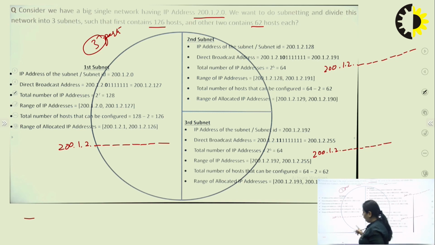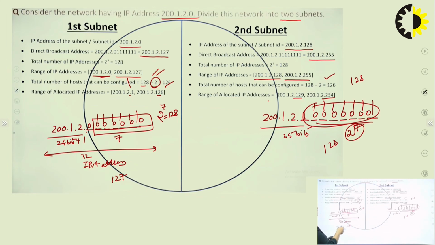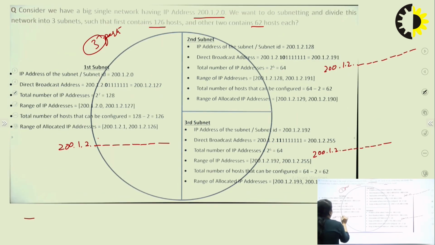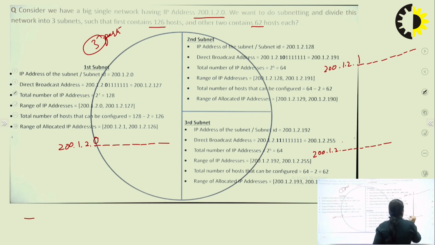Now consider the situation where you have done two partitions of a network. Here you have fixed the most significant bit of the octet. That is, here it is 0 and here it is 1. Firstly you have to do this: fix this most significant bit of the octet to 0, and for the other one fix it as 1.